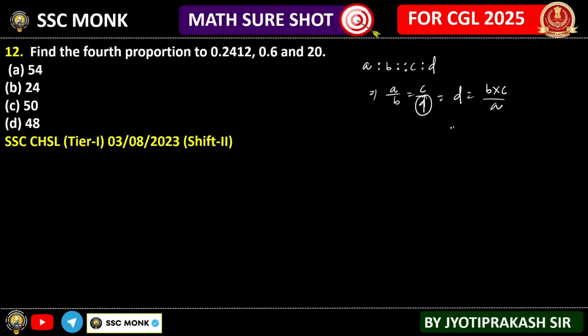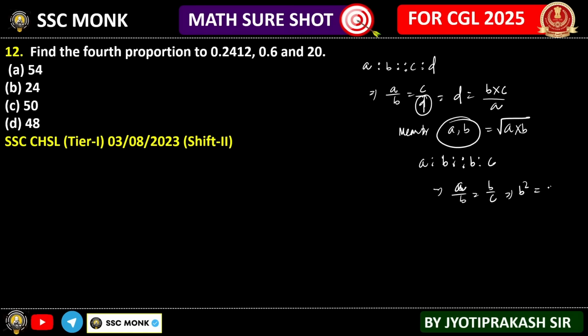Now, if it says A and B are there, what is the mean proportional? Mean proportional is equal to the square root of AB. Clear? Now if it says third proportional, it means A is to B, B is to C. So it will be written as A by B is equal to B by C. So I can write B square is equal to AC. C is my third proportional. So C is equal to B square by A. So this is how we can find the answer.